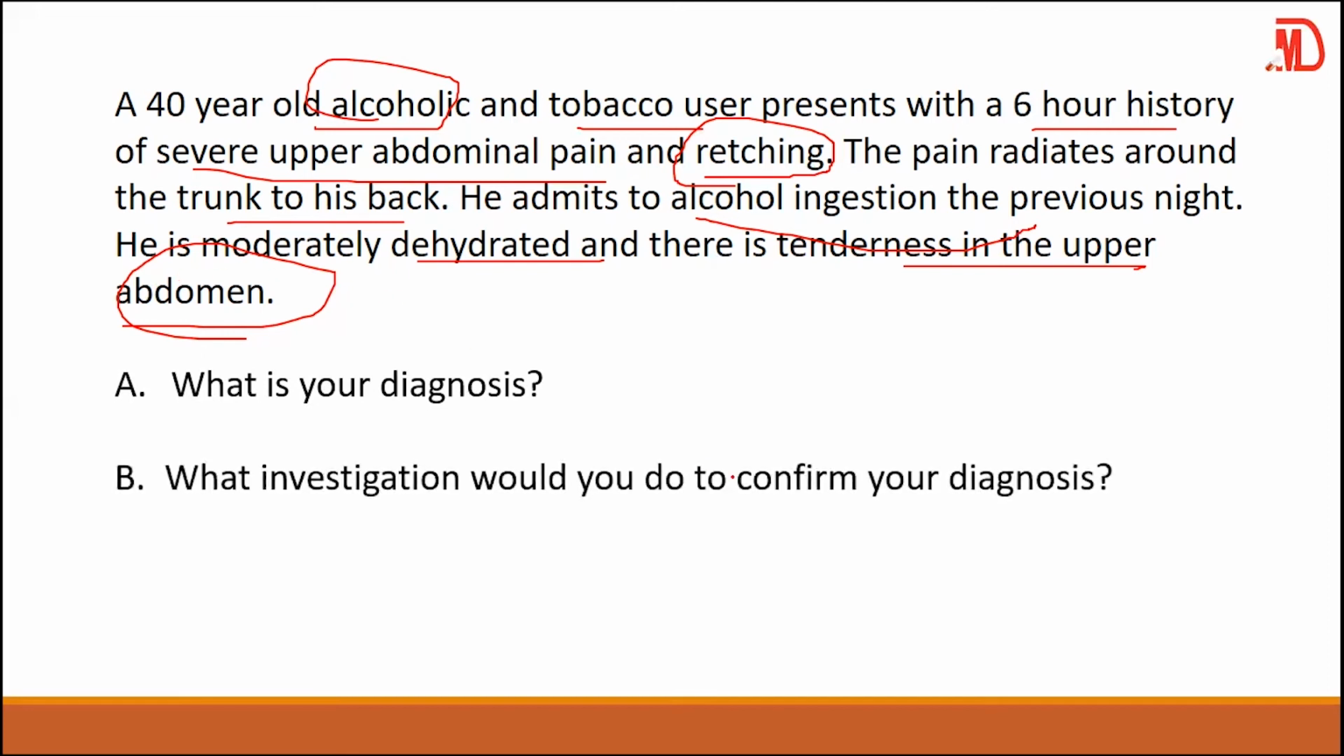What investigation would you do to confirm your diagnosis? So again, if you think of the pancreas, definitely you want to do a serum amylase or lipase, because the pancreas produces these substances, right? So you want to see the level of the amylase or the lipase in serum. Very important. Then later on, you can add your ultrasound. But diagnostically, you want to do serum amylase or lipase if you are thinking of pancreatitis. All right.